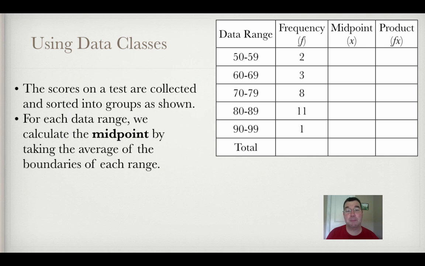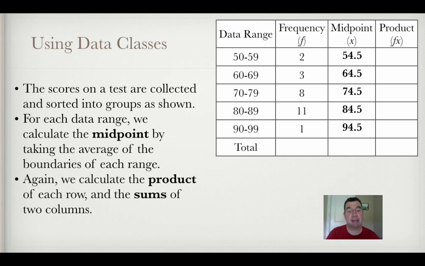So I'm going to find the midpoint of each range. So 54.5 would be halfway between 50 and 59. 64.5 would be halfway between 60 and 69, and so on down the table. So that's the midpoint, and that's going to represent an approximation of each grade in that data range, even though it's not very accurate. And again, just like we did with the individual scores, we calculate the product of each row just to make it easier to calculate totals, and then we're going to sum on down the columns.